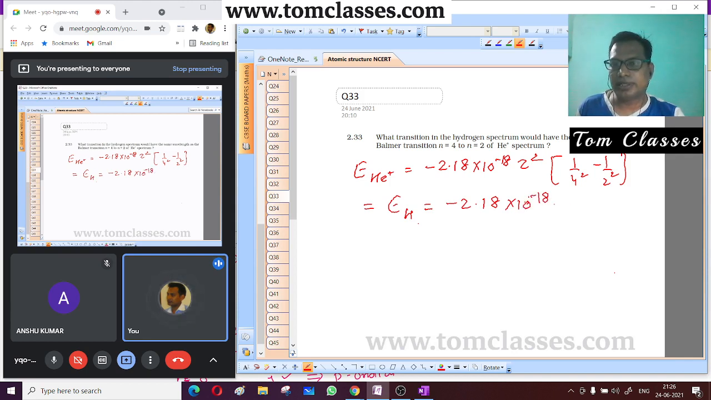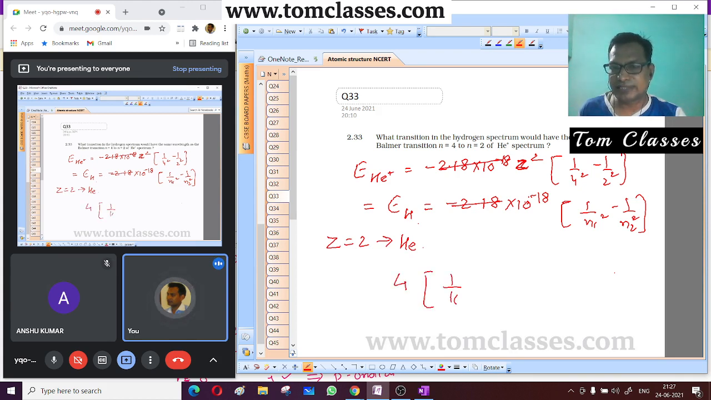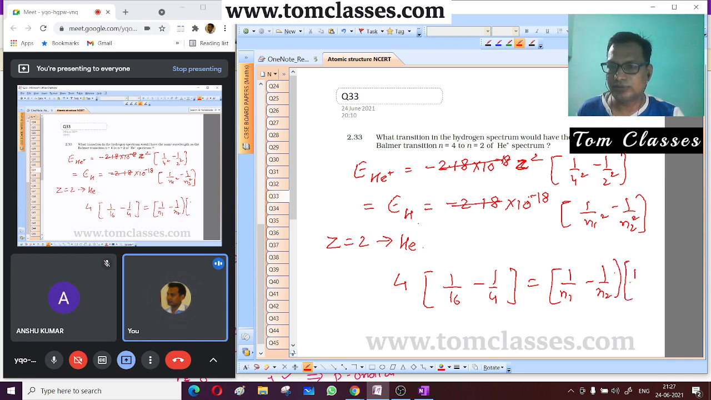Okay, this is Z square, and for hydrogen it is nothing, so 1 upon n1 square minus 1 upon n2 square, right? It is going to be this. So you see that this term is gone, and Z is equal to 2 for helium. So it will be 4 times (1 by 16 minus 1 by 4), which is equal to 1 by n1 minus 1 by n2 square.